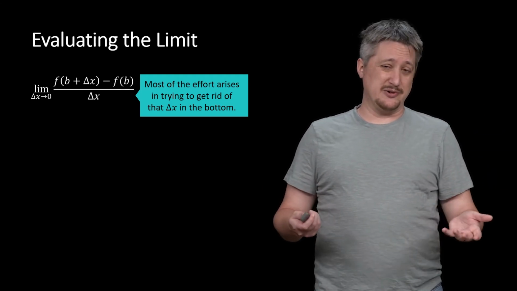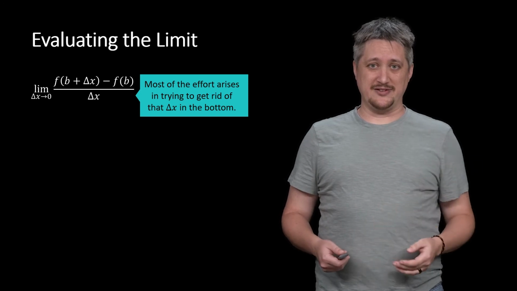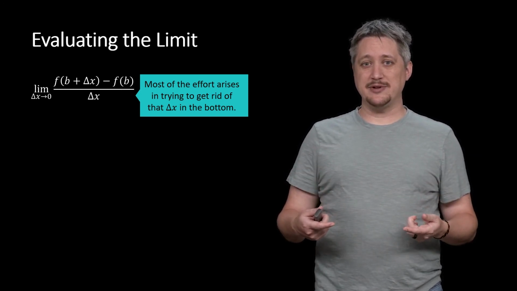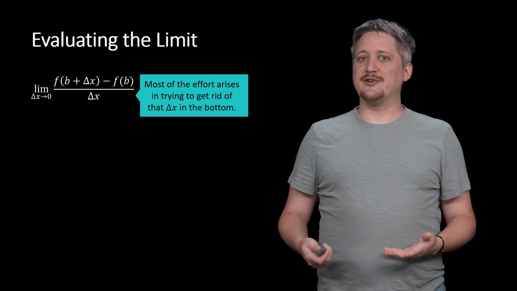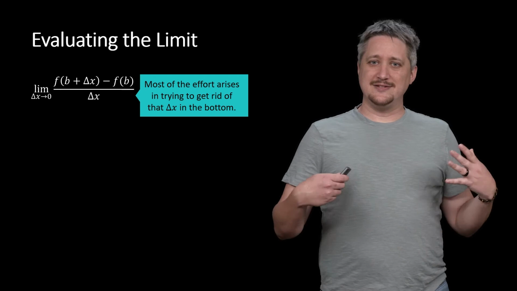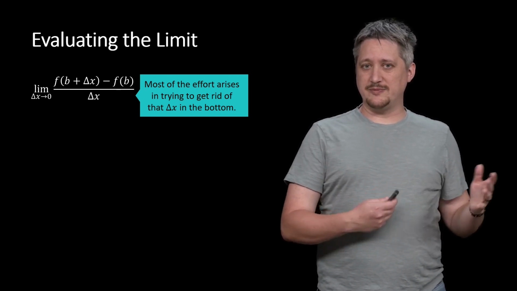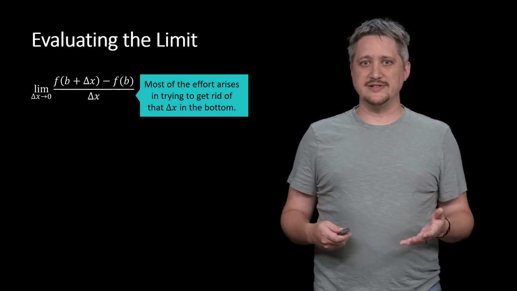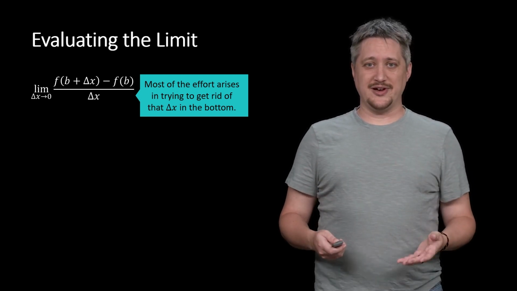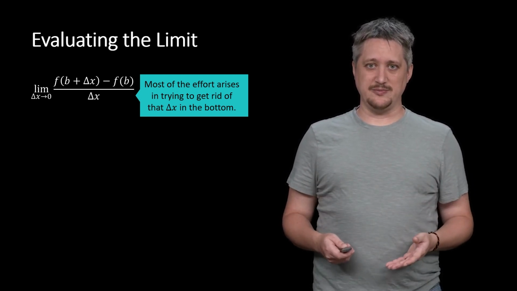But I also have 0 in the top, right? Because I'll end up with f of b minus f of b. So there's some sort of simplification that would need to happen. That's what most of the effort ends up being when you're trying to solve this. So as mentioned when we talked about the intro, our goal is not necessarily to solve this difference quotient every single time. That would be incredibly time consuming.